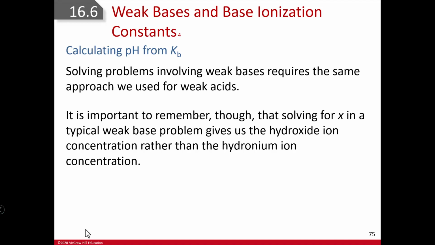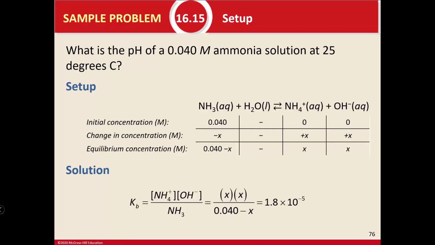So let's look at our first problem. This is an ICE table. By the time we get finished with this, you're going to be sick of ICE tables, but you should know them backwards and forwards. It shouldn't be hard to do here. It says, what is the pH of a 0.040 molar ammonia solution? So again, the first thing you must do when you're doing a problem like this is you have to have a balanced chemical equation. So that's what we have. Ammonia aqueous in water forms the ammonium ion and the hydroxide ion.